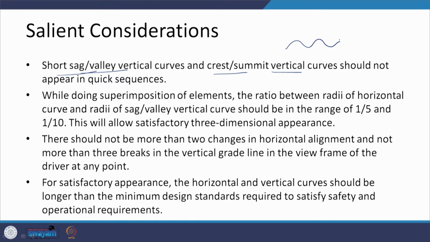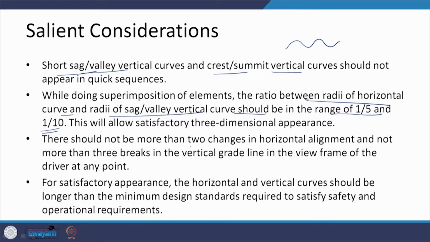While doing superimposition of elements, the ratio between the radius of the horizontal curve and the radius of the sag vertical curve should be in the range of 1/5 to 1/10. This will allow a satisfactory 3-dimensional appearance. So, this is another criterion.